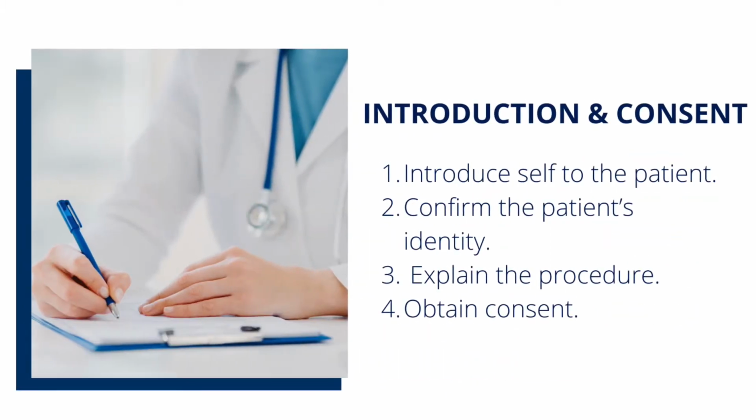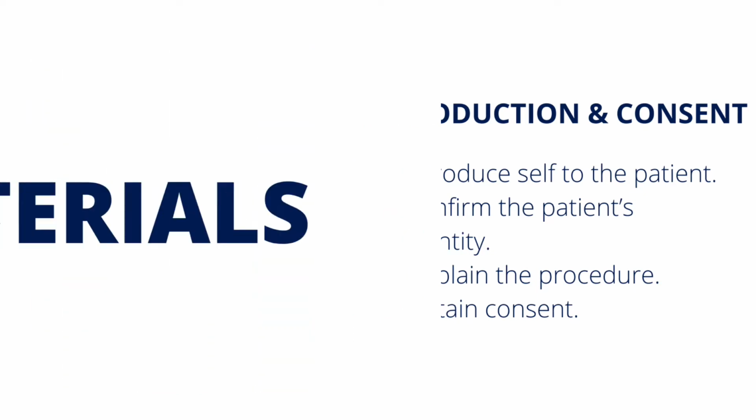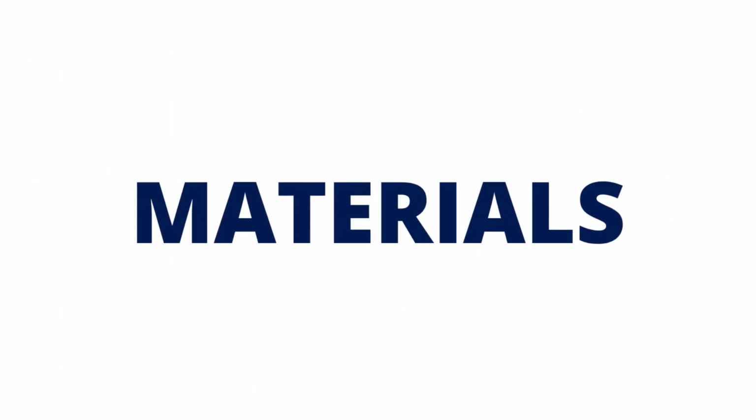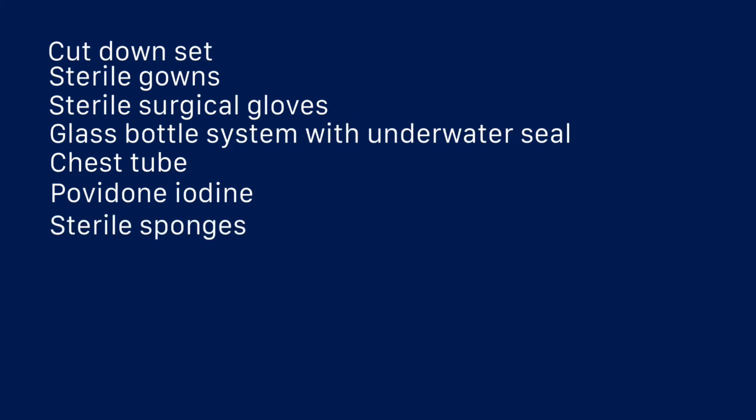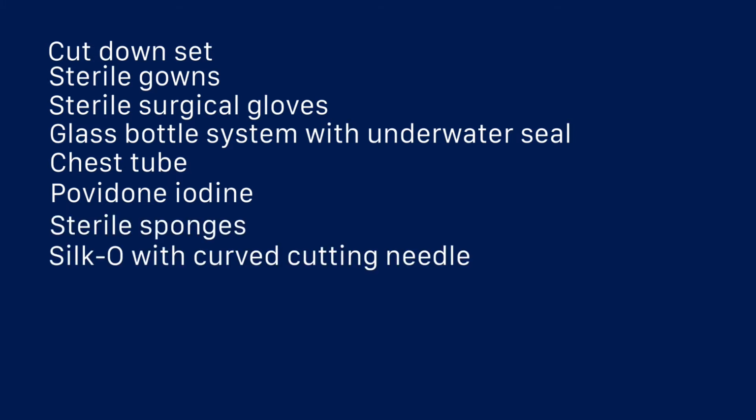In preparation for the procedure, we obtained informed consent. For the materials, we will be needing the following: cut-down set, sterile gown, sterile surgical gloves, glass bottle system with underwater seal, chest tube, povidone iodine, sterile sponges, silk O with curved cutting needle, vaselinized gauze, and plaster.